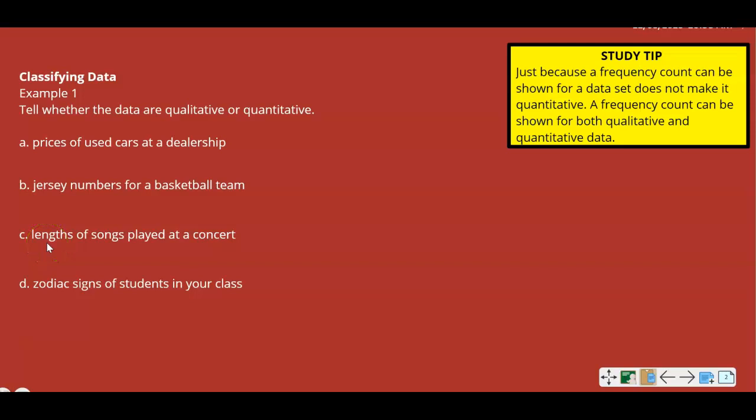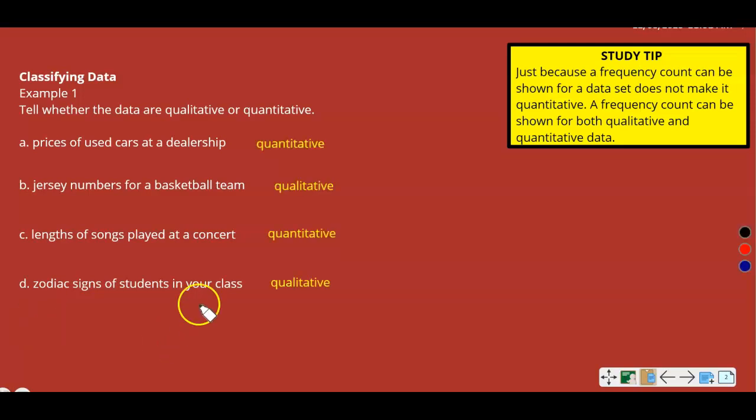All right, C part, lengths of songs played at a concert. All right, so the song lengths are numeric measure. It could be 2 minutes long, 3 minutes long, whatever. So this data is going to be considered quantitative. All right, and D part, zodiac signs of students in your class. So zodiac signs are non-numeric entries, but you can still separate these into different categories. So this data would be considered qualitative.